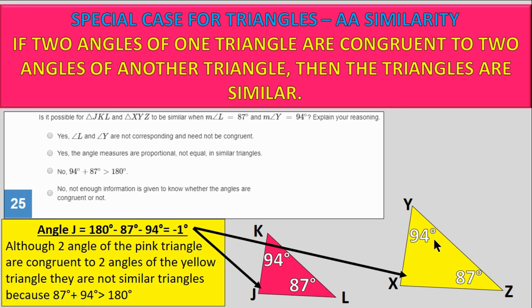The problem is that if I subtract 87 and 94 from 180, I get -1. And so the correct answer choice on this problem is the third choice. 94 plus 87 is greater than 180. So although these angle pairs are the same, you can't even make a triangle with a 94 and 87 degree angle in the same triangle because they add up to more than 180 degrees.